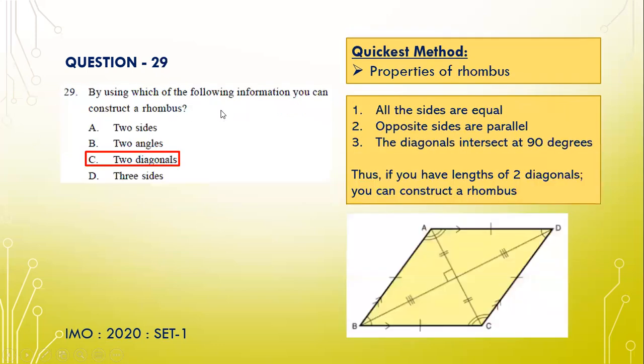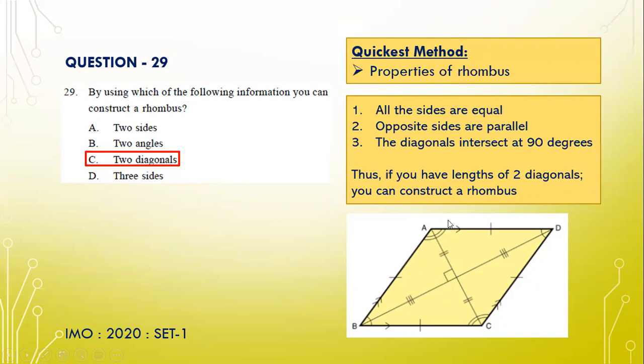By using which of the following information can you construct a rhombus? What is the property of a rhombus? All sides are equal, isn't it? AB is equal to BC is equal to CD is equal to DA. Opposite sides are parallel: AD is parallel to BC and AB is parallel to CD. And diagonals always intersect at 90 degrees. The diagonal AC will always intersect diagonal BD at 90 degrees. This is always true.